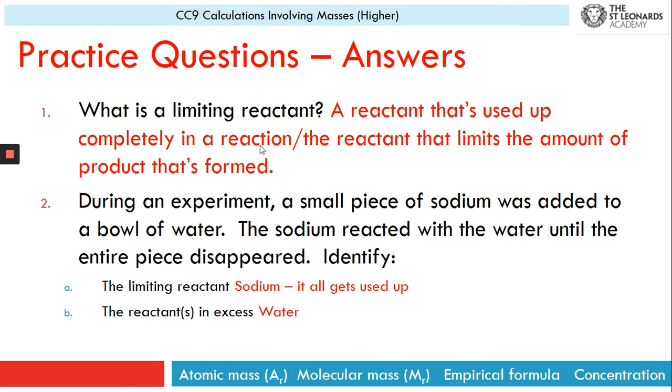Okay, so let's go through some of the answers to this then. So the first question, what is a limiting reactant? So nice and easy, it's a reactant that's used up completely in a reaction, or the reactant that limits the amount of product that's formed. Number 2, during an experiment, a small piece of sodium was added to a bowl of water. The sodium reacted with the water until the entire piece disappeared. Identify the limiting reactant. Okay, it's going to be the sodium because it all gets used up. The reactant in excess is going to be the water. Okay, there's still water left.